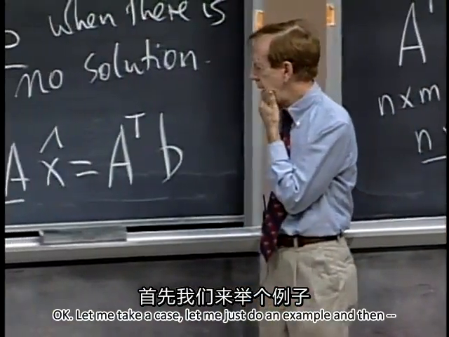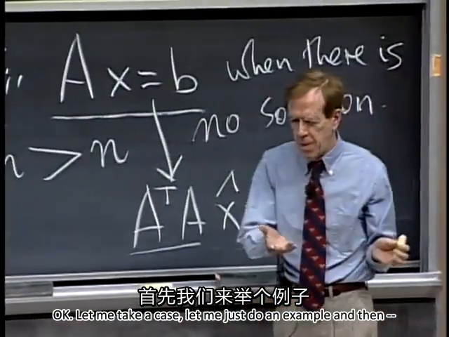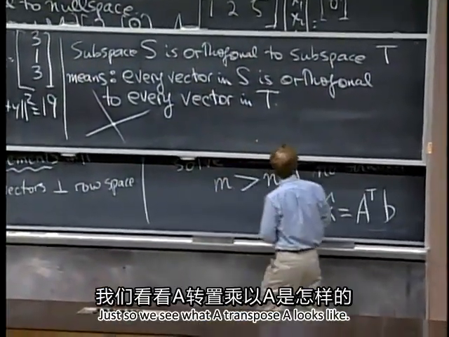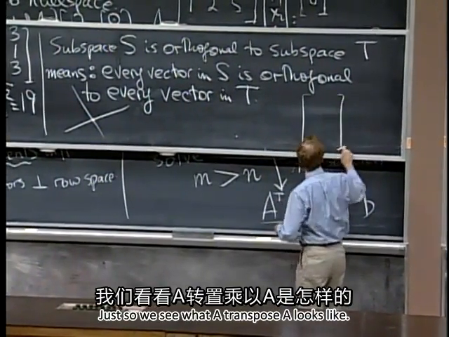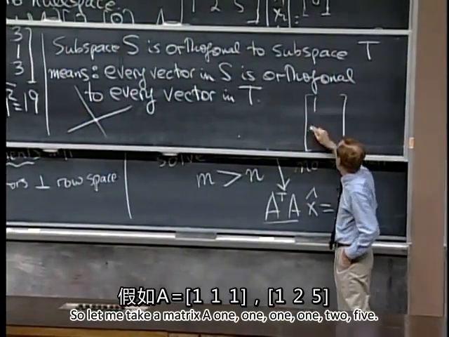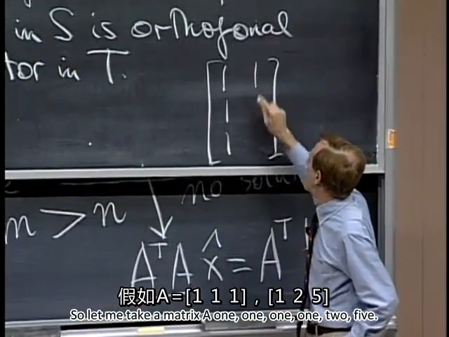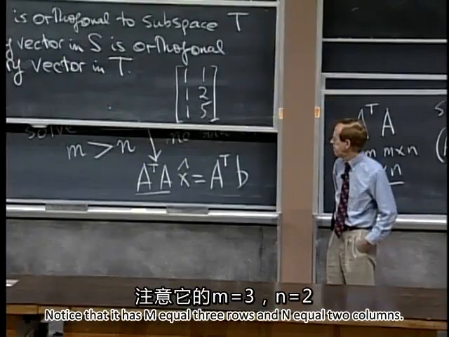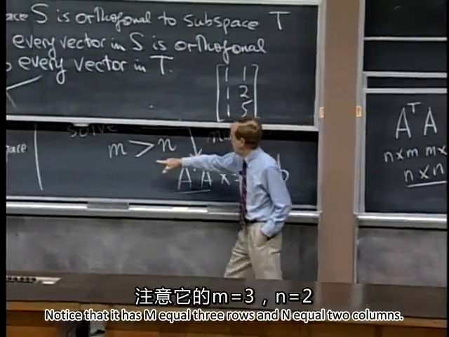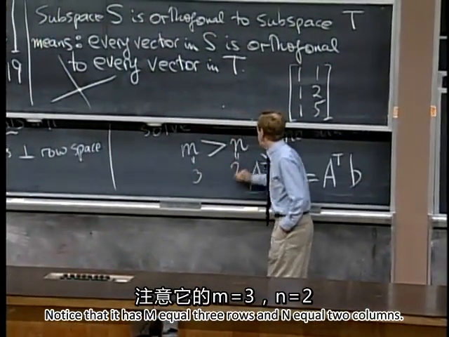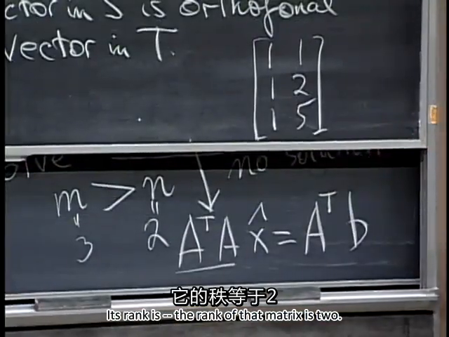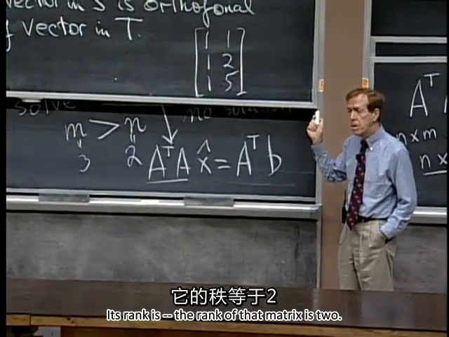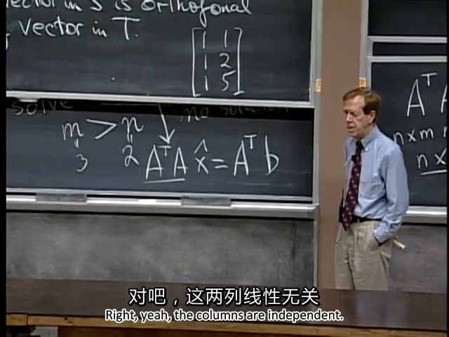Okay. Let me take a case. Let me just do an example. I'll just pick a matrix here, just so we see what A transpose A looks like. So let me take a matrix A, 1, 1, 1, 1, 2, 5, just to invent a matrix. So there's a matrix A. Notice that it has m equal 3 rows and n equal 2 columns. Its rank is 2, right? Yep, the columns are independent.